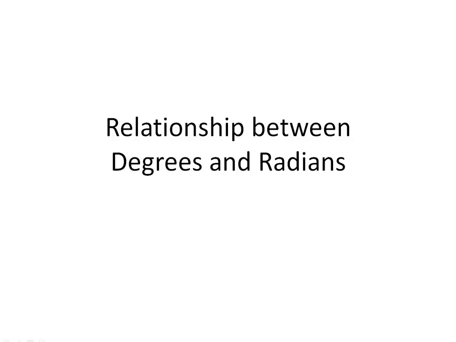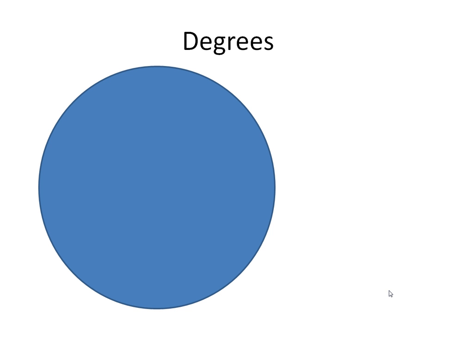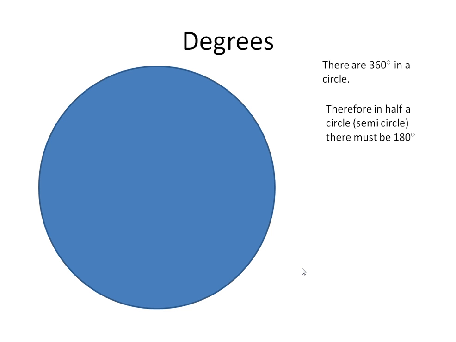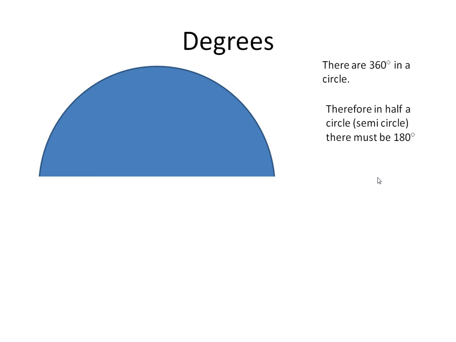In this screencast, we're going to look at the relationship between degrees and radians. First, let's look at degrees. If we have a circle, we know that there are 360 degrees in the circle. Therefore, in a half circle, or a semicircle, there will be half that amount of degrees. So half of 360 would be 180. So there's 180 degrees.